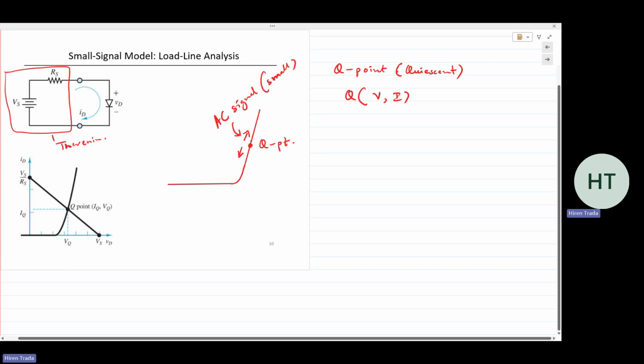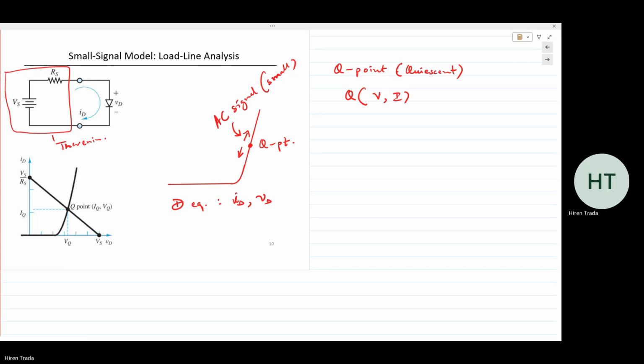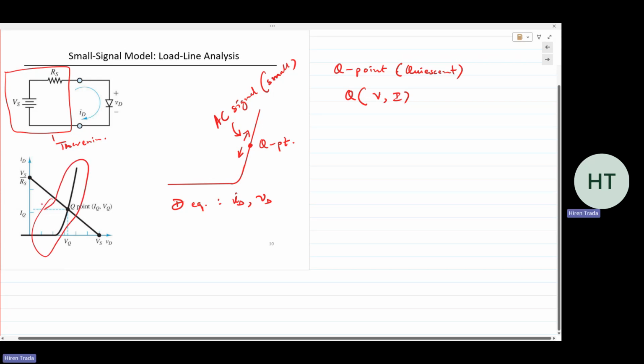So if we want to determine the performance of our circuit, meaning the response to the AC signal, we need to first establish the Q point. There is a graphical technique to determine that Q point. We have the diode equation, which has ID and VD. Those are the two unknowns. If you have two variables, how many equations do we need to solve them? Two equations. We have one equation, the diode equation, that's already plotted here, given to us.